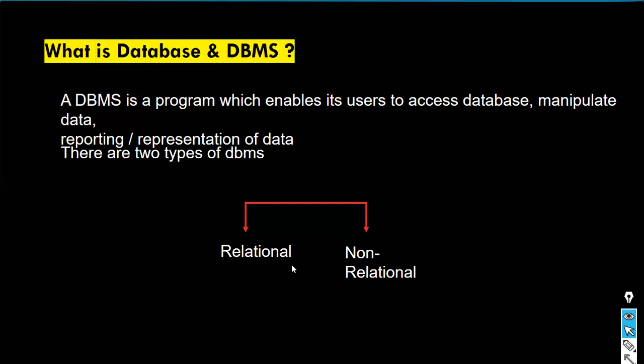But we will look at the relational part now. First, understand what types of DBMS are available: relational and non-relational. NoSQL databases like HBase and Cassandra are examples of NoSQL databases. And then MarkLogic. In one of the projects, my student was working with MarkLogic, so that is also a NoSQL database.